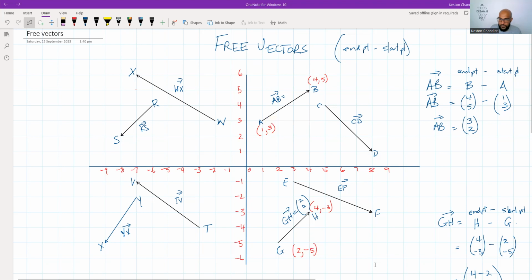Let's correct them on C. So the coordinates of C here is 5, 4. Coordinates of D here is 8, 1. Right, if we do CD, the endpoint here is gonna be, let me just write the answers. I'll only do the answers, right? So endpoint is 8, 1, beginning is 5, 4. So 8 take away 5 is gonna give me 3 here. And then 1 take away 4 is gonna give me -3. Right? So 3 across and 3 down.